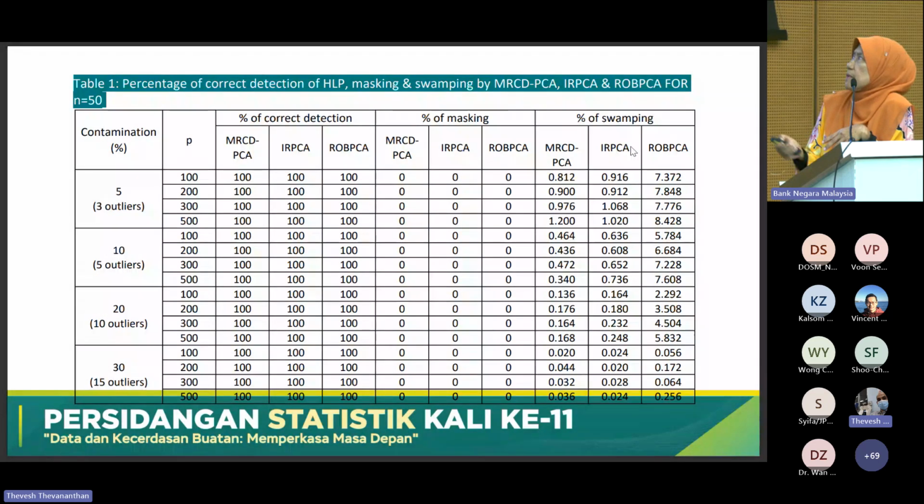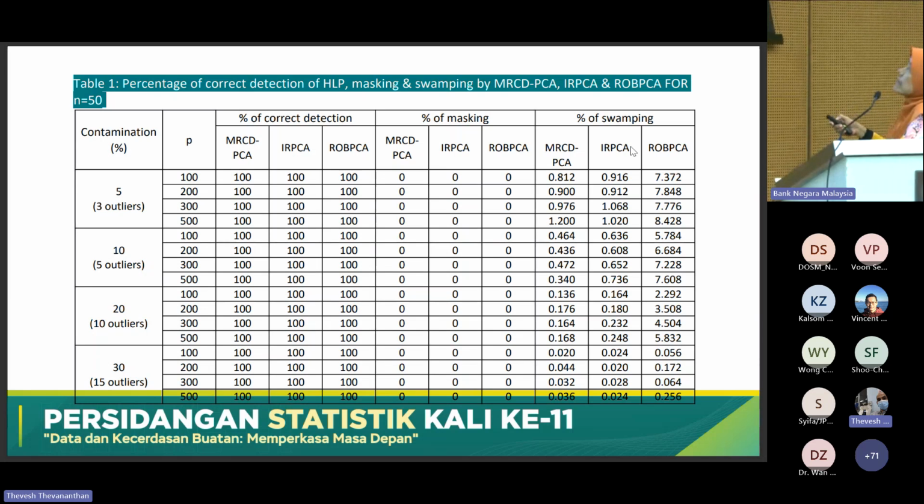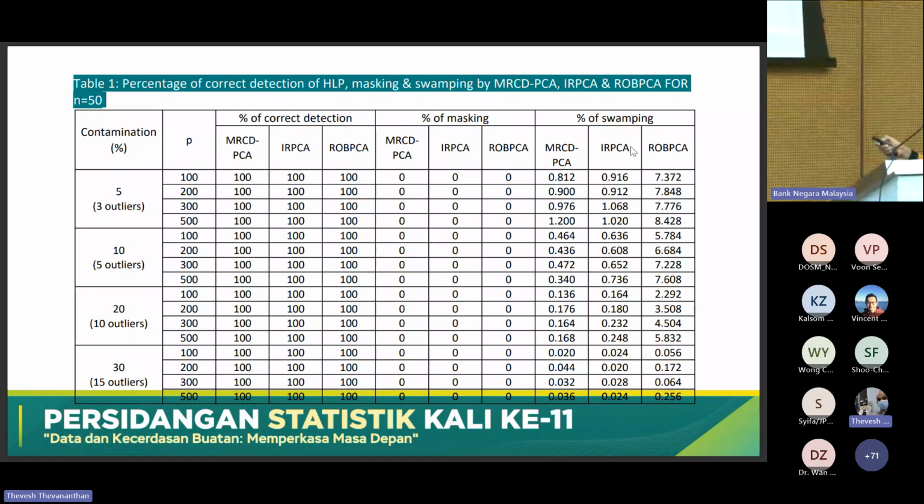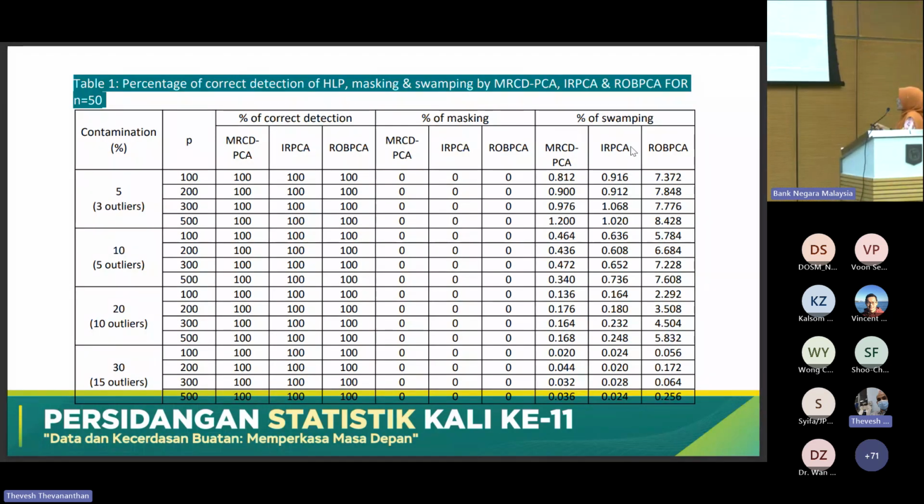If you look at this, this is our new method. This is our method also published, the ROP-PCA. This is the existing method, and this is the percentage of masking and swamping. We generated 5 outliers, with very large P, and N is 50. All methods have 100% correct detection of outliers. The masking effect is also small, I mean, no masking effect.